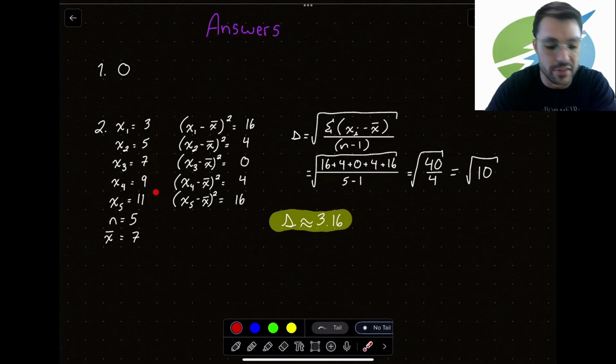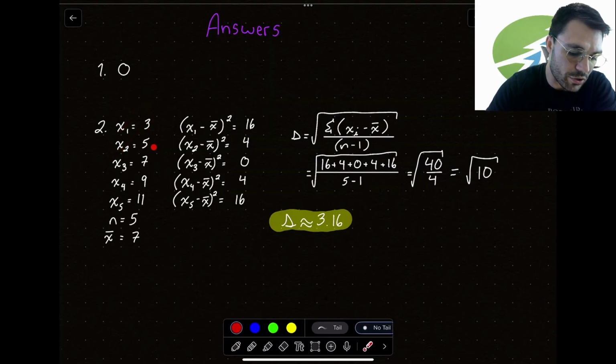All of our x values listed to the left. X sub 1 is 3, x sub 2 is 5, x sub 3 is 7, x sub 4 is 9, x sub 5 is 11. We have 5 elements of our set, so n equals 5. We take the average of 3, 5, 7, 9, 11, and we get 7. So our x bar is 7. Our deviation squared, again, each value minus the mean. 3 minus 7 is negative 4. Squared is positive 16. 5 minus 7 is negative 2, squared is 4. 7 minus 7 is 0, squared is still 0. 9 minus 7 is 2, squared is 4. And 11 minus 7 is 4, squared is 16.